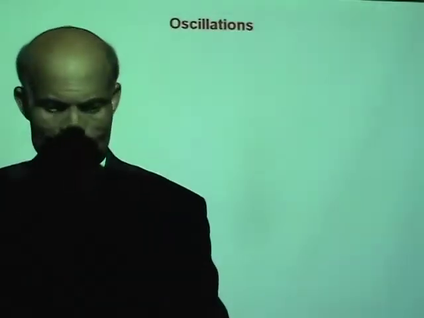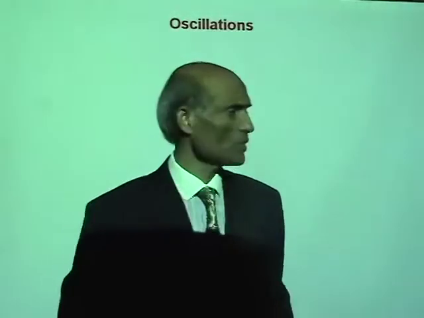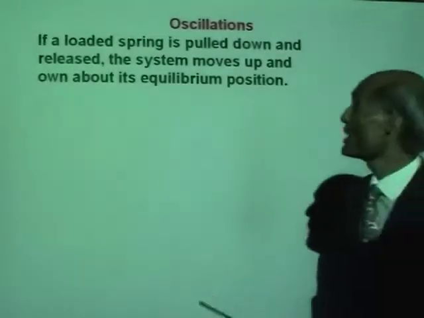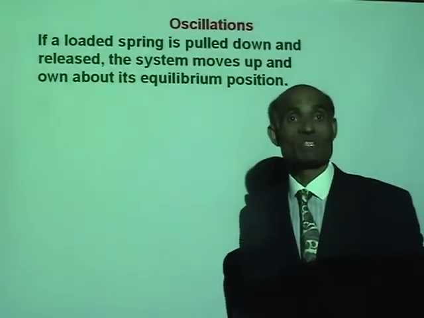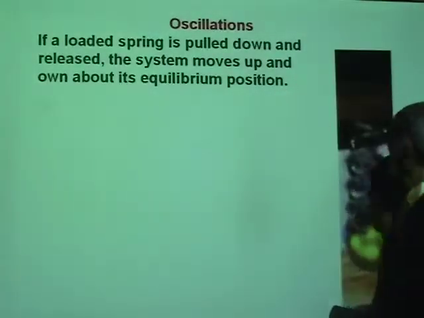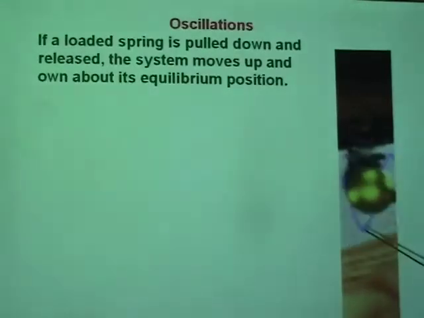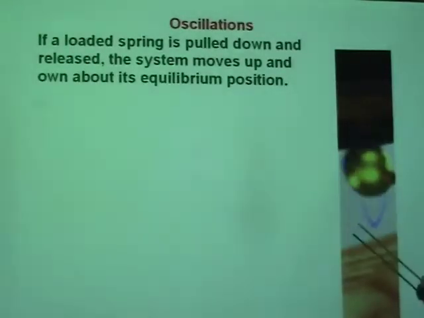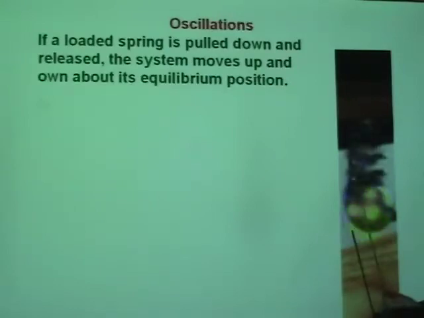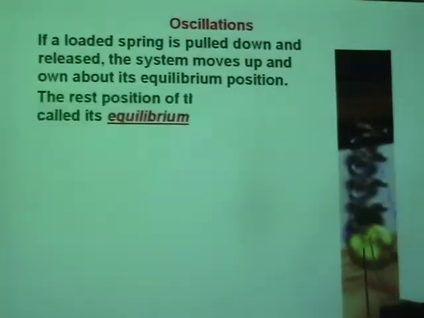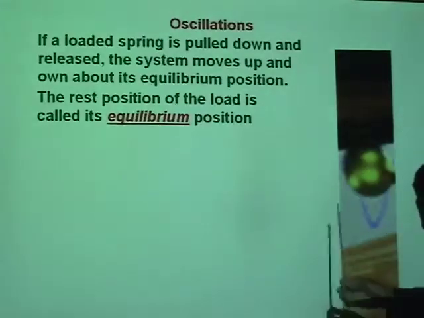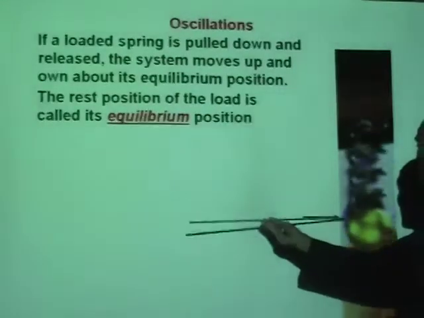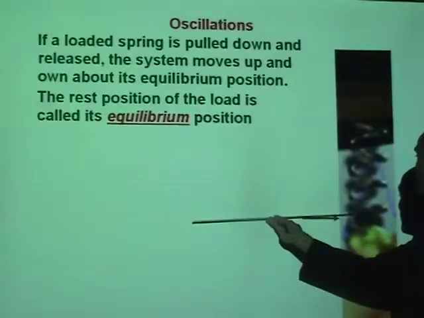All right, let's talk more about oscillations. If a loaded spring is pulled down and released, the system moves up and down. I have an illustration here, the same thing I just showed you. The system moves up and down about its equilibrium position. You understand what that equilibrium position is? Well, the equilibrium position is over here.